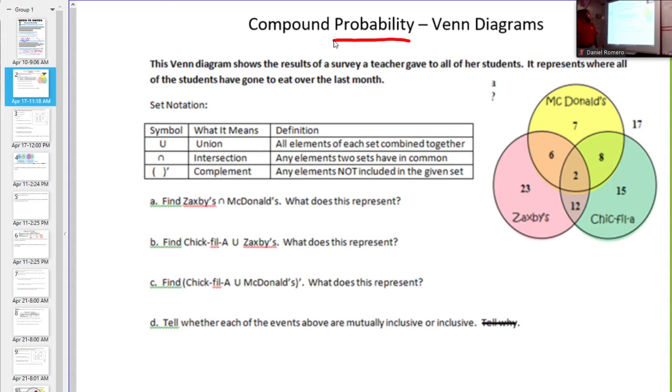So let's give me a count. Give me a tally. These are kids in a classroom and they're asked where they've gone to eat over the last month. So how many kids have both, the intersection, gone to Zaxby's and McDonald's? No. Remember, ignore the other circle, good. Where does Zaxby's intersect with McDonald's? That's the overlap of those two. How many kids fall in there? Elements. How many elements are in there? 8. What does this represent? It represents the students who have gone to both McDonald's and Zaxby's.